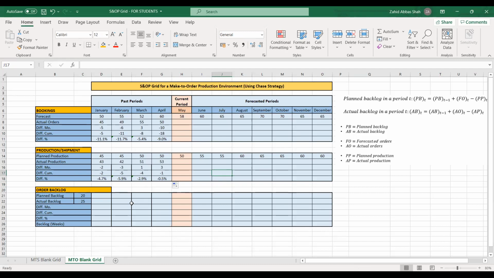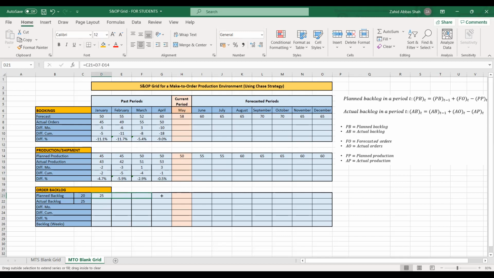Now, the important part of this grid is the backlog. So we need to have a planned backlog and we need to have an actual backlog. Now you could have a planned backlog as a policy, just like we saw the finished good inventory in make to stock grids, that as a policy the organization plans to have a finished good inventory of 1000, or you can calculate it using a formula. So as we discussed, the planned backlog in a certain period is equal to the backlog from the previous period plus forecast orders in this period minus planned production in this period. So that is the planned backlog.